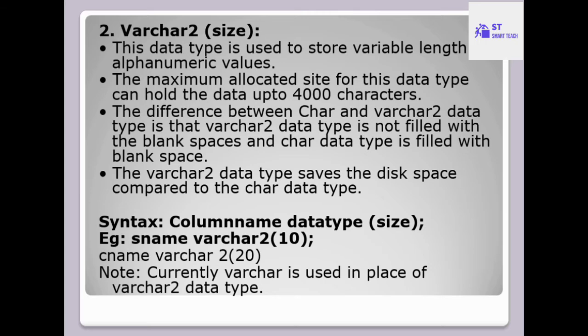The difference between char and varchar2 data type is that varchar2 is not filled with blank spaces. So here unused memory spaces are not filled with blank spaces, whereas in the character data type they are filled with blank spaces. So the varchar2 data type saves disk space compared to the character data type. That is the main advantage of the varchar2 data type. Here memory is not wasted.